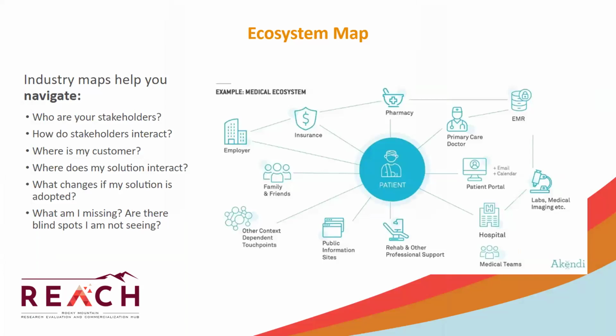Here's an example of a medical ecosystem map and some important questions to address when you're considering who's in your ecosystem. You want to know who your stakeholders are. How do they interact? Where is my customer on this map? Where does my solution interact? What changes if my solution is adopted by my stakeholders and my customers? And what am I missing? This is really important. Are there any blind spots, opportunities, or threats that I am not seeing?